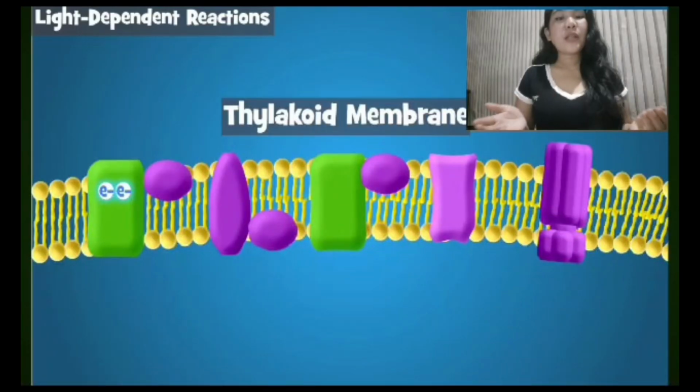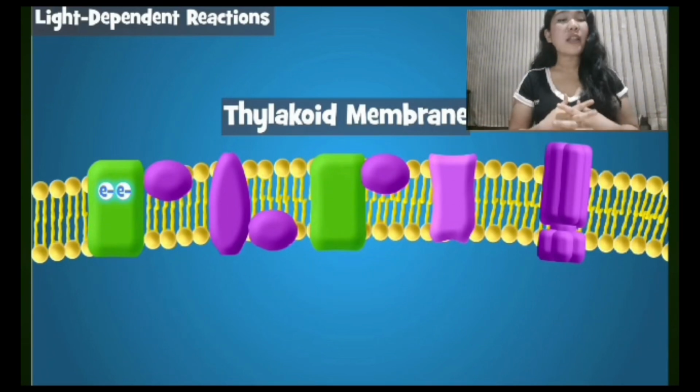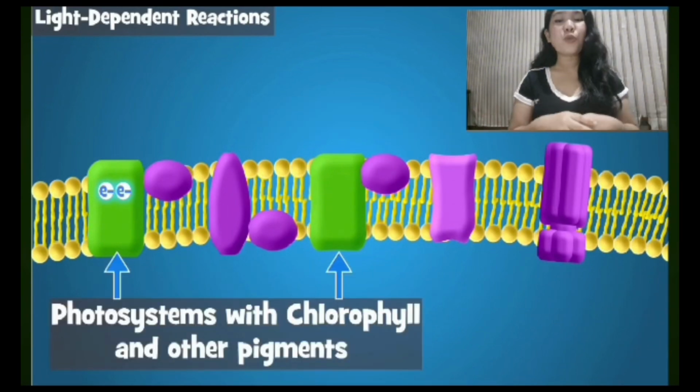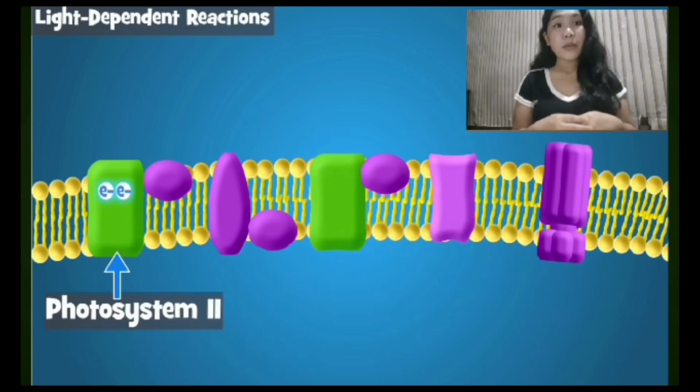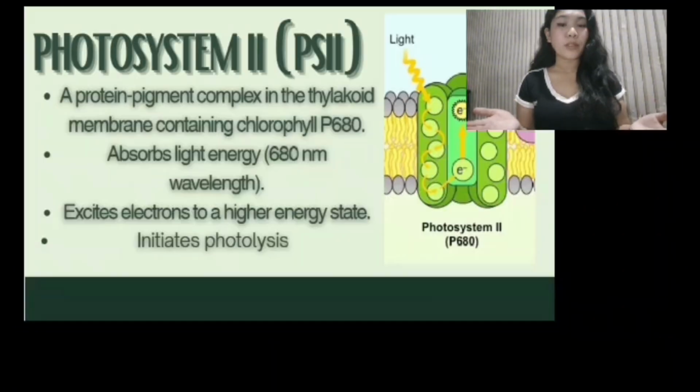Now going to the thylakoid, where the light-dependent reactions occur, focusing on the thylakoid membrane, this is where light will strike photosystem 2, and pigments such as chlorophyll are found, and is where light gets absorbed.